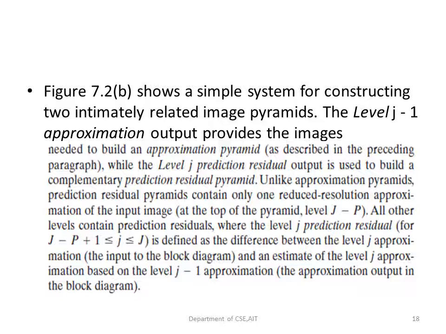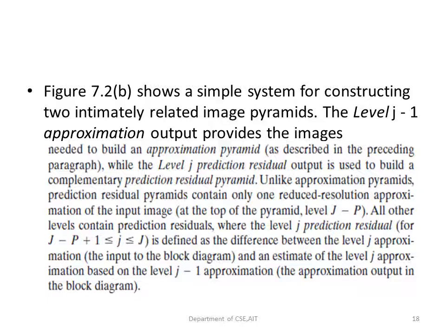The prediction residual pyramid is different from the approximation pyramid. It contains only one reduced resolution approximation of the input image, which is at the top of the pyramid, that is, at level J minus P. All other levels contain the prediction residuals, where the level j prediction residual is defined as the difference between the level j approximation and an estimate of the level j approximation based on the level j minus 1 approximation.